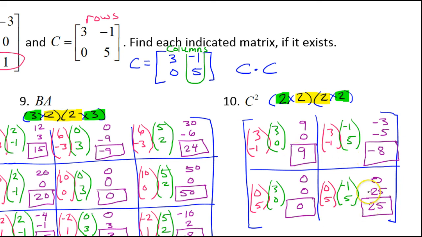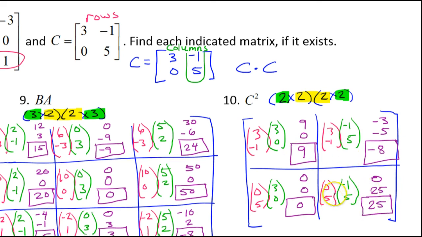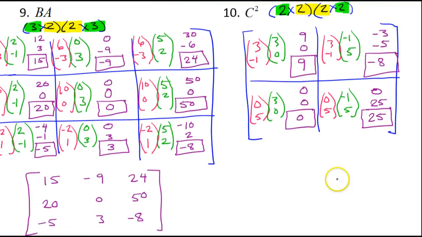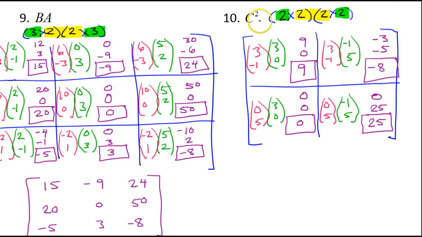So these numbers that I have boxed represent the final product. So matrix C squared is the matrix 9, negative 8, 0, and 25. This is the final answer.